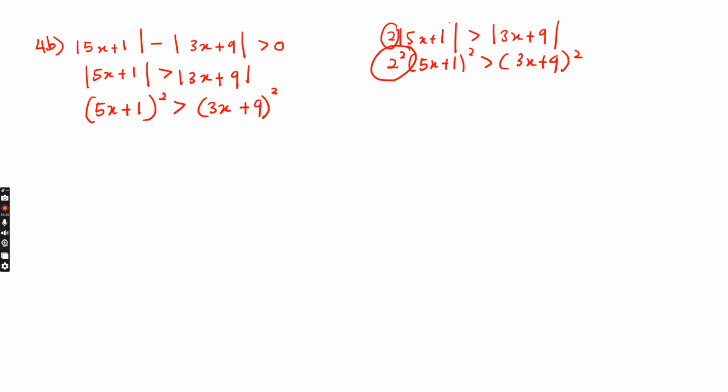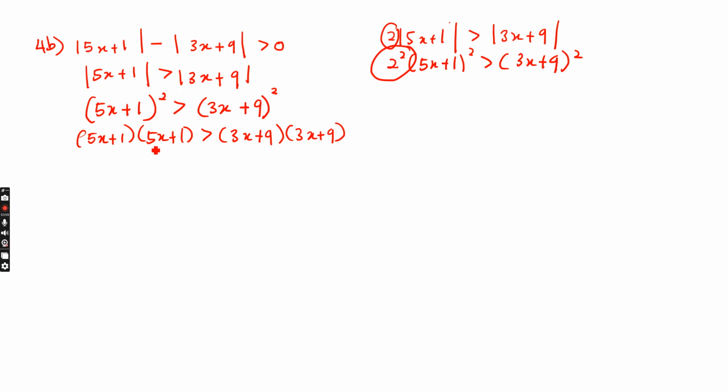So when you meet this kind of question, if you don't have any value in front of the absolute value, then no need. But if you have, you must. The next step is we will expand 5x plus 1 multiplied by 5x plus 1 greater than 3x plus 9 multiplied by 3x plus 9, because it is a squared value.